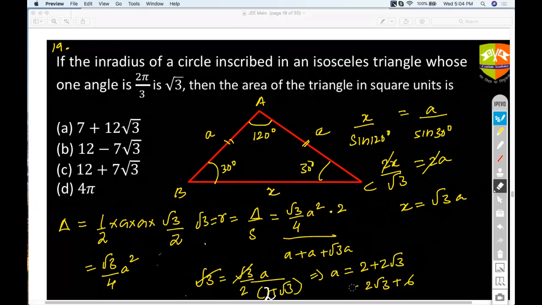So a is going to be 4 plus 2 root 3. So this will be root 3 times 2 plus root 3 square. That's going to be root 3 times 7 plus, this is going to be 2 into 4 root 3. So it's going to be 12 plus 7 root 3. That's going to be option number C.